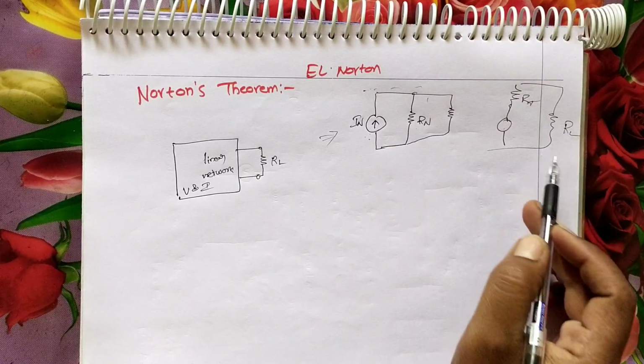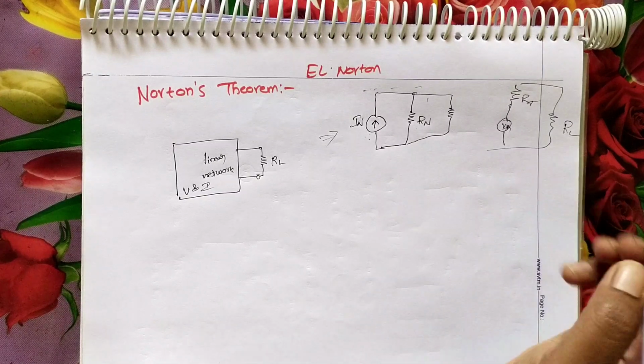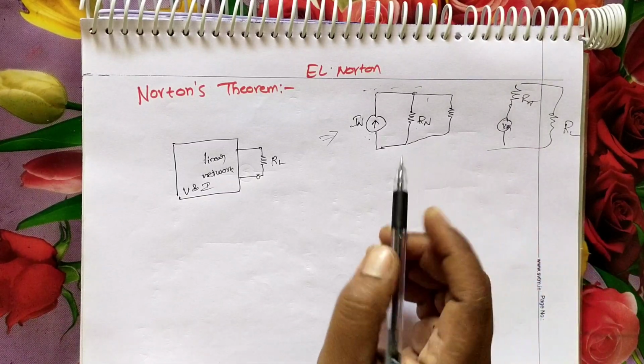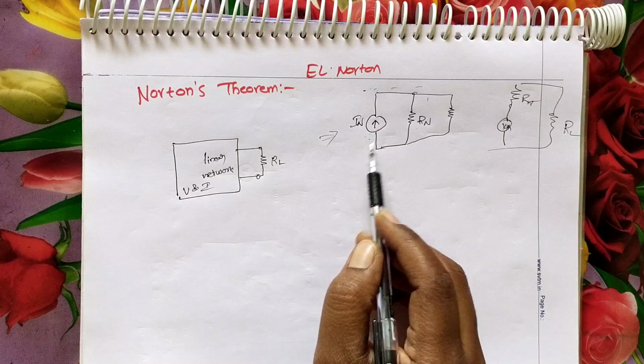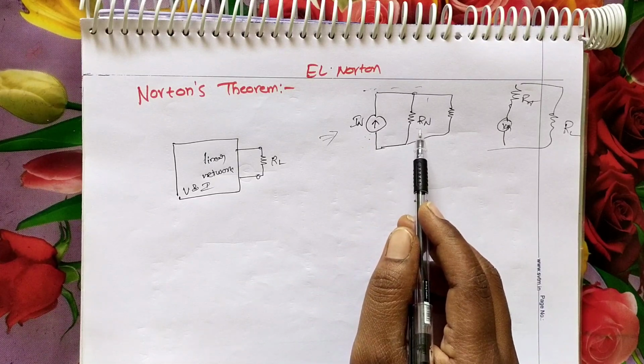In Thevenin's theorem it is like this: V Thevenin is the Thevenin's voltage, and R Thevenin. In Norton's we have Norton's current in parallel with a resistance, Norton's resistance.